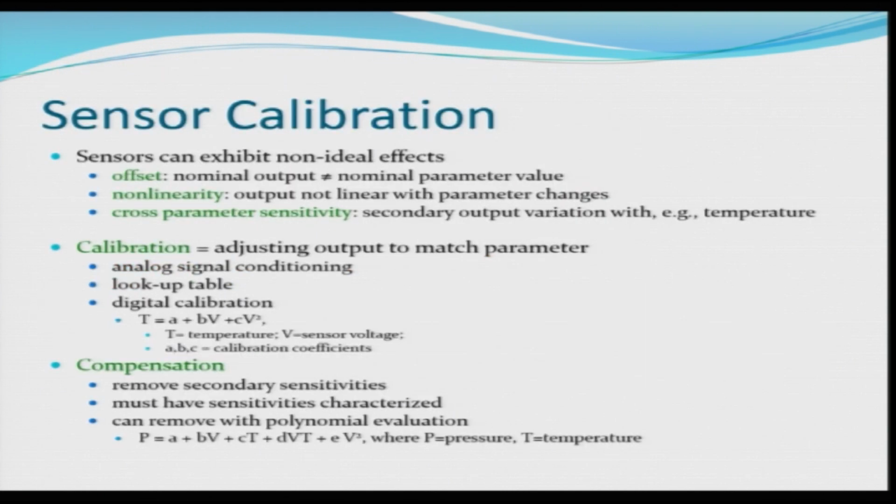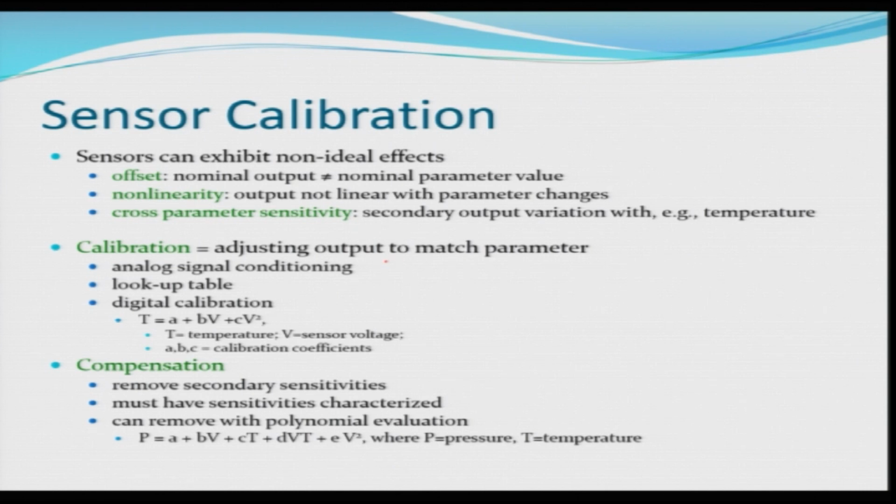There are various issues while selecting a sensor, and calibration is one of the major issues. Sensors can exhibit non-ideal effects. There can be an offset, and the offset may change with respect to the ambient light. Non-linearity can also be seen, where the output may not be linear over a certain range of distance. Then there can be cross-parameter sensitivity, such that a secondary output variation also affects the signal.